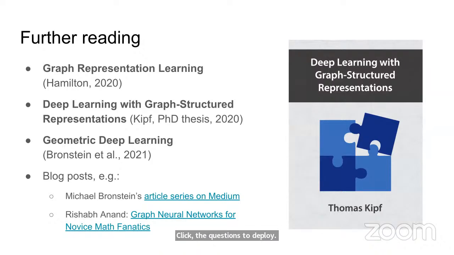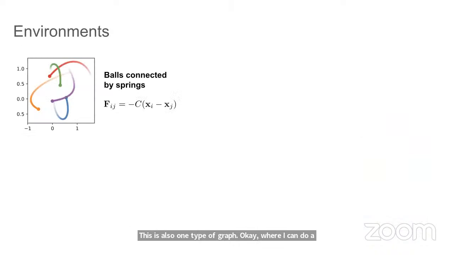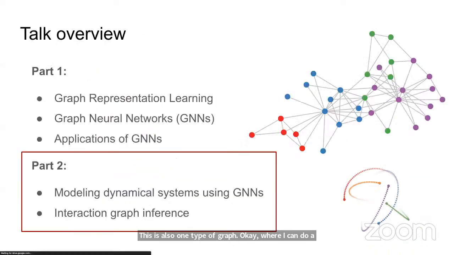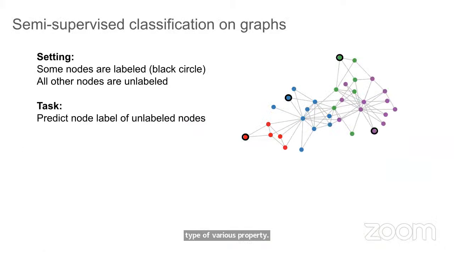I have one question. I'm thinking about this graph. Am I audible? Yes, I can hear you. Okay. I feel these graphs can be visualized as a social network graph. This is also one type of graph, where I can do mining based on different types of relationships and various properties. I can do clustering on top of the graph, and I can do various types of search also. That is also possible with the help of GNN.